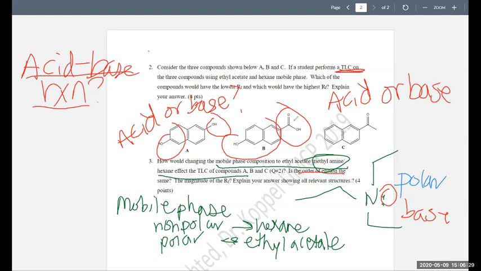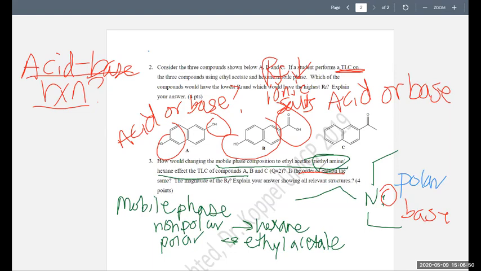But anyhow, when you deprotonate something, you get an ionic salt. Ionic salts or ionic compounds are polar. You will lower your RF. So your B will be lowered, your A might be lowered, and your C is not going to change, it's going to stay the same.